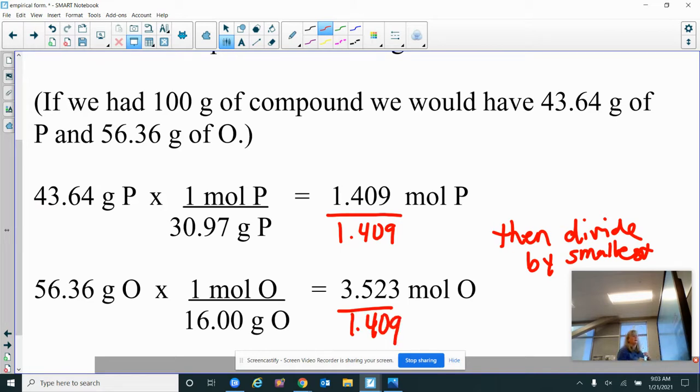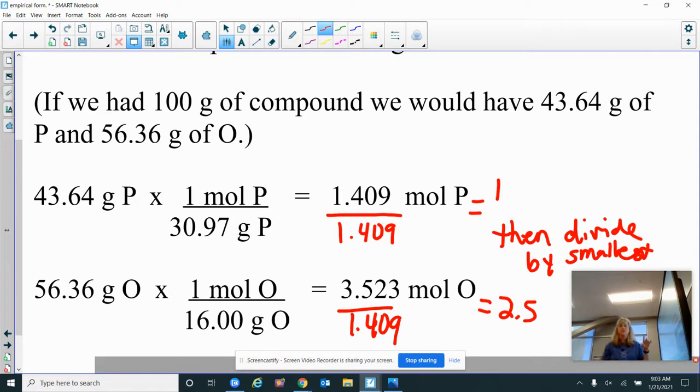Okay, and at this point, I hope to get whole numbers, but if I don't get whole numbers, I can't just round after I divide. There's one extra step here. So the first step's always divide by the molar mass. The second step's always divide by the smallest. Then I'm going to get numbers here. In this case, I'm going to get 1, and in this case, I'm going to get 2.5.